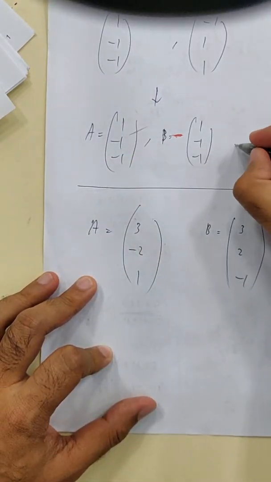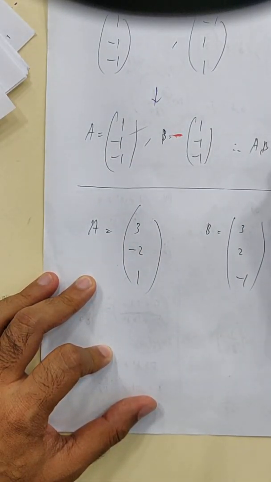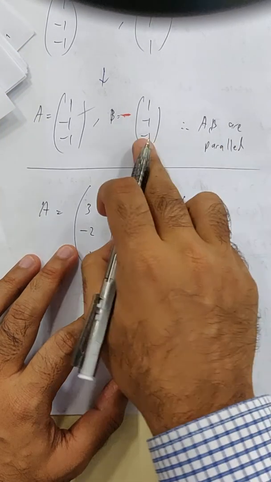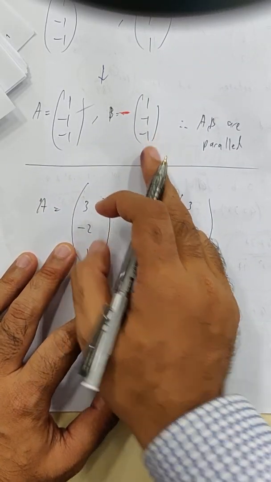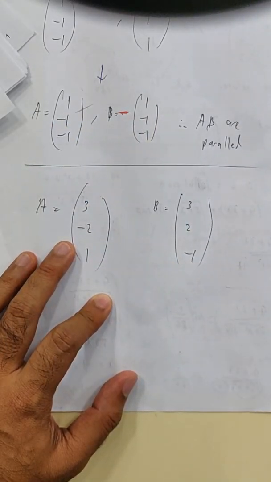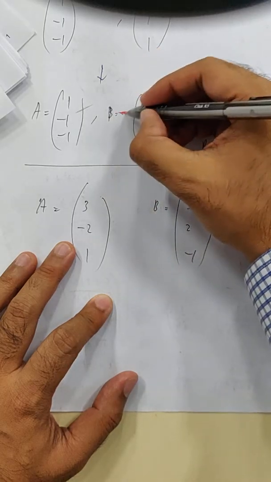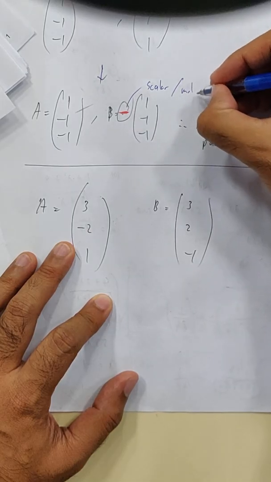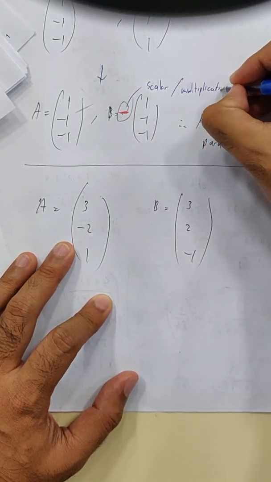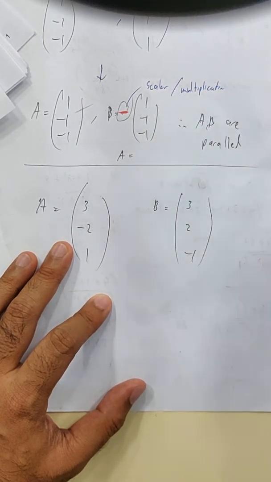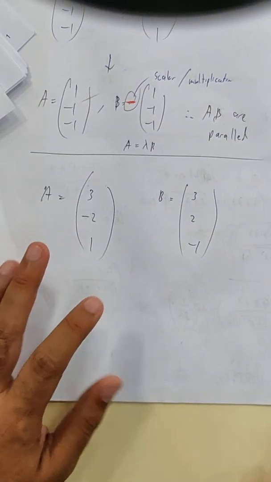Okay, so this thing, they are parallel. A, B are parallel. Okay. Why are they parallel? It is the same vector. This is just a scalar. So they are just parallel. Just a multiplication, we can call it. We can call this theta a scalar or a multiplication. We can say A equals to lambda B. This is the normal way of writing down scalar.